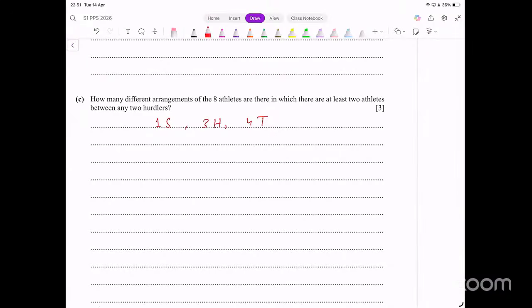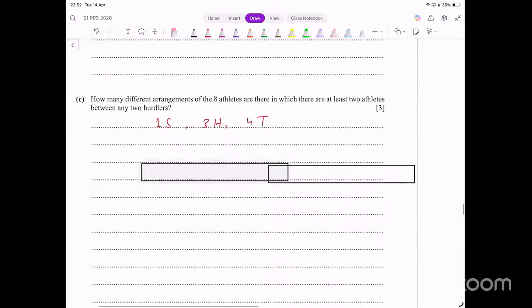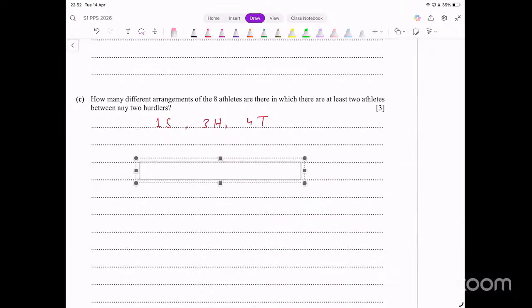Now, if they want at least 2 athletes between any 2 hurdlers, and there are 3 of them, let's consider the possible scenarios we've got. There are 8 people in total, right? That's a different kind of condition. We haven't seen something like this before. I have to think about it. We have 8 places initially, right? Now, what is it that they want? Between any 2 hurdlers, there should be at least 2 other athletes. Actually, there's no condition on the remaining people, right?